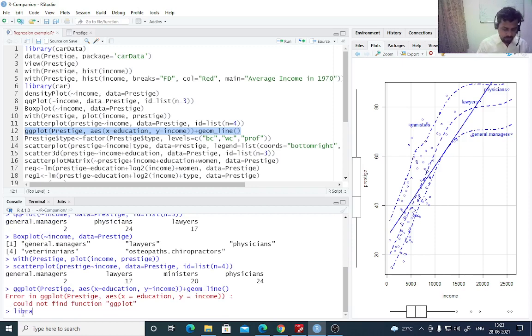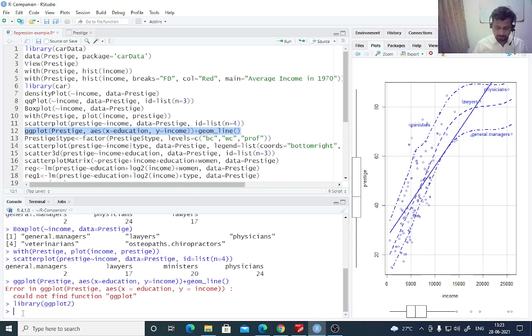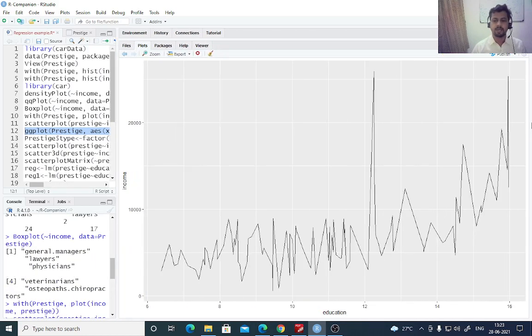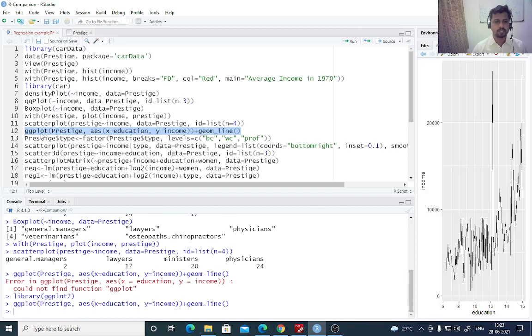Okay, alright, so I need to call the function first, which comes from ggplot2. So you see this is generally the scatter plot line of income against education, the way I have defined my axes. So you can see ggplot on data prestige. These are the aesthetics, where on the x-axis I want education. You can change this. On the y-axis I want income, and the geometric type that I want is for the line. You can also have point over here. Alright, we'll talk about ggplot again when we discuss the graphics in R.